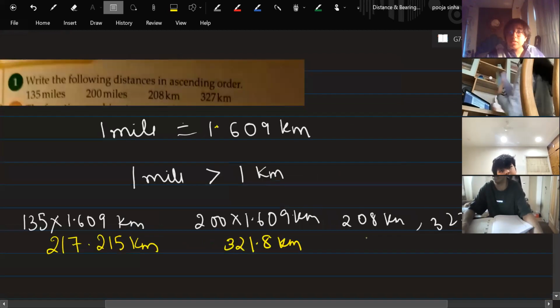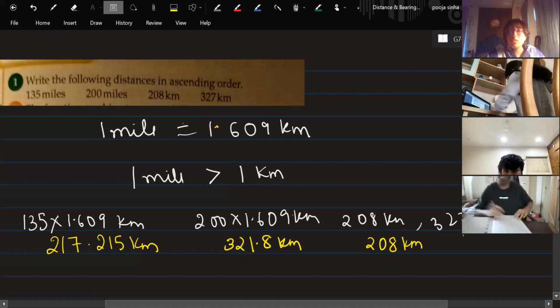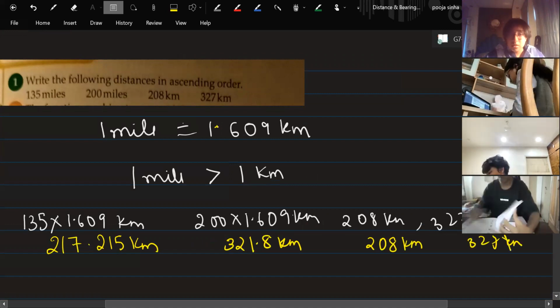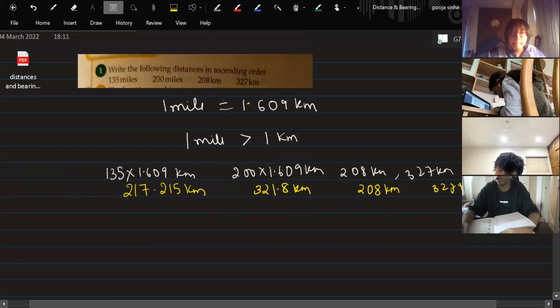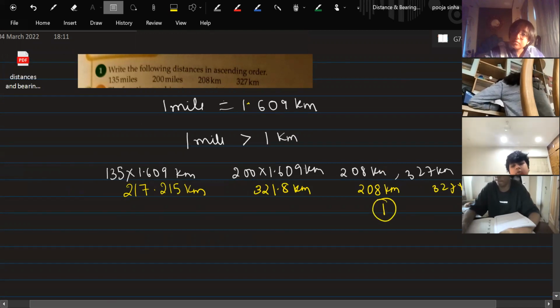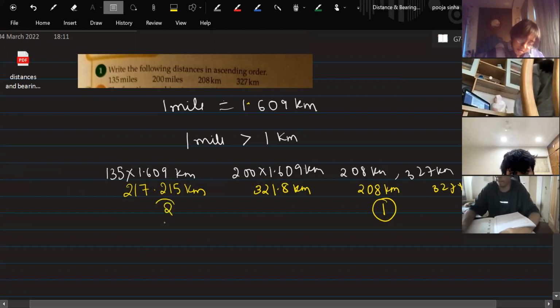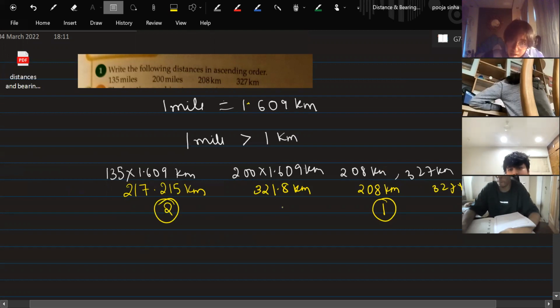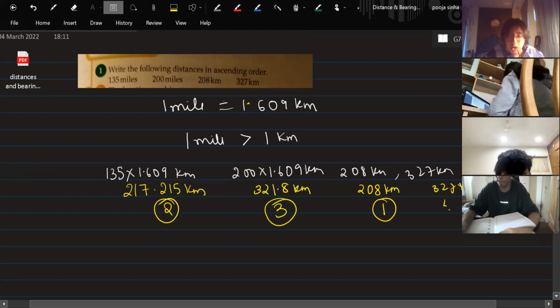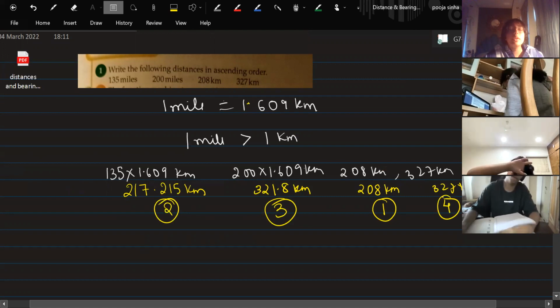Now the other one is already in kilometers. We don't need to convert anything there. This is already 327 kilometers. Now tell me in ascending order. First will be 208, then 135 miles, then 200 miles, and then 327. This is the third one and this is the fourth. That's the order, correct? Oh, okay.